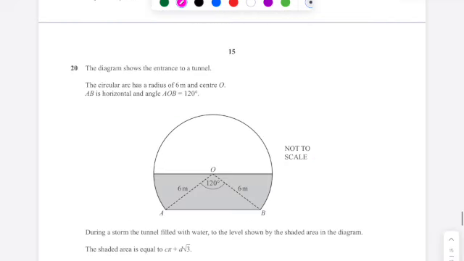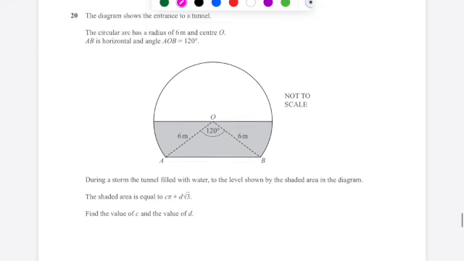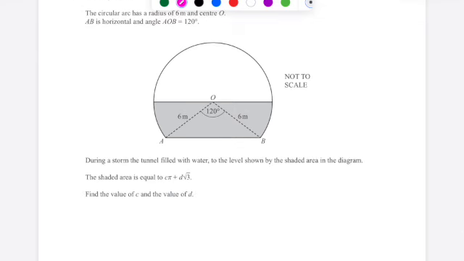Next, the diagram shows the entrance to a tunnel. The circular arc has a radius of 6 meters and center O. AB is horizontal and angle AOB is 120 degrees. During the storm, the tunnel is filled with water to the level shown by the shaded area in the diagram. The shaded area is C pi plus D root 3. Find the values of C and D.